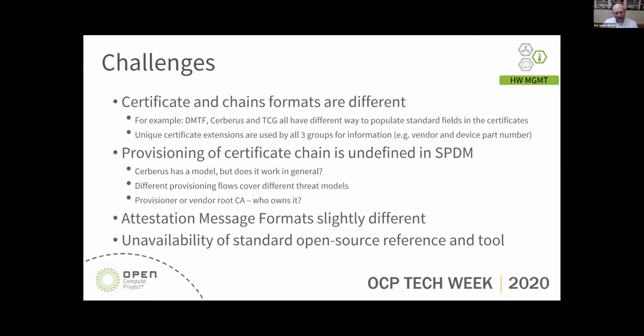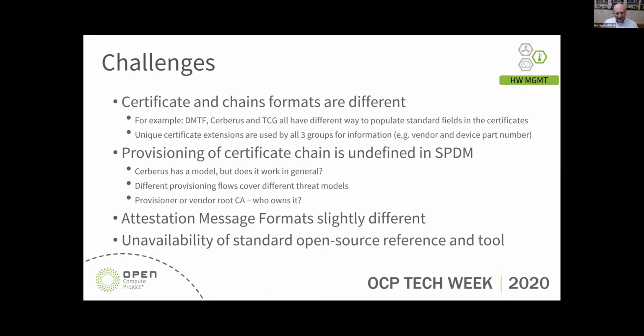The second piece around the certificate chain is that from an SPDM perspective, it kind of comes down as a foregone conclusion that the certificates have been provisioned in the device. There's no real guidance as to how this is done. There are a number of different ways this is done in the industry. Cerberus has a model for this. DMTF or TCG has a model for this. And some of the cloud operators have different models on what this looks like.